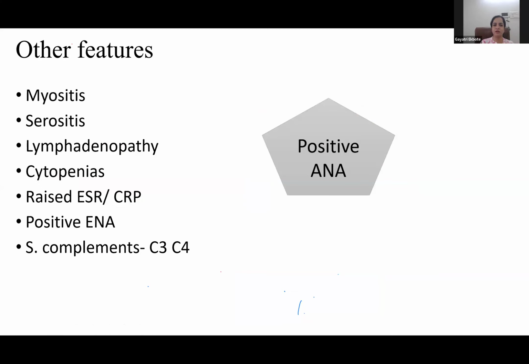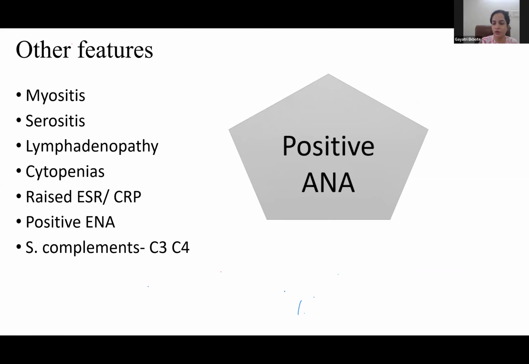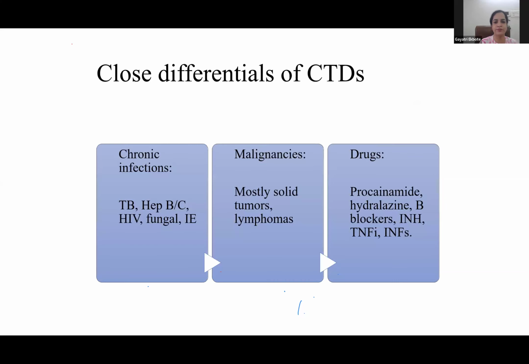Other features like inflammatory myositis, serositis, which you see commonly in your wards, pleural effusion, ascites, edema, lymphadenopathy, cytopenias, raised ESR-CRP, positive ANA blot or ENA, low complements. The most important feature here has to be positive ANA if you have to call it connective tissue disease. But a few myositis patients may not have antinuclear antibody positivity. They can have cytoplasmic antibody positivity.